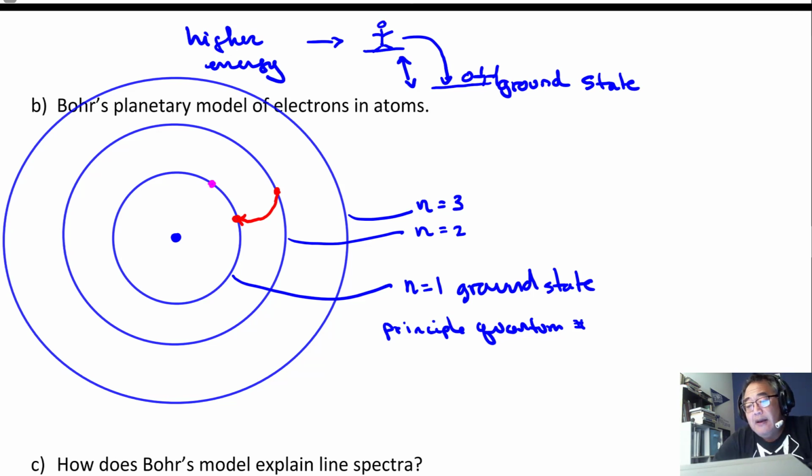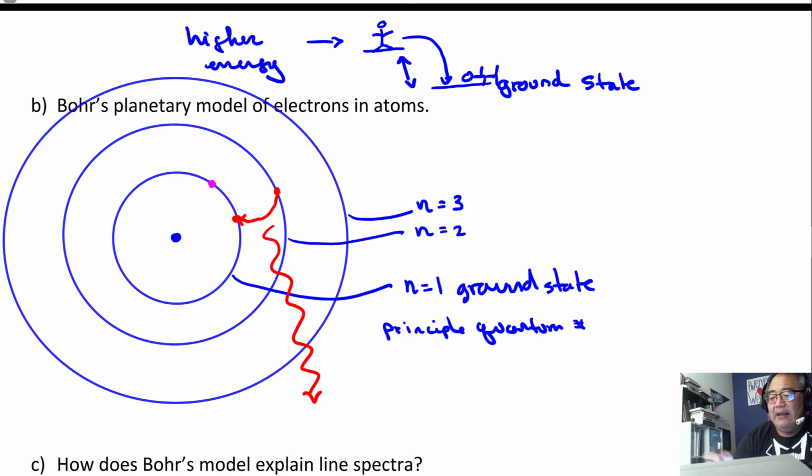And what Bohr said was the electron can only exist at the energy of the different principal quantum numbers, and it can't exist between. So it had to jump from high to low. And when it did this, it had to release energy. And this energy would be the light emitted by the atom. Because this energy level is always the same, you would only get one wavelength of light out.